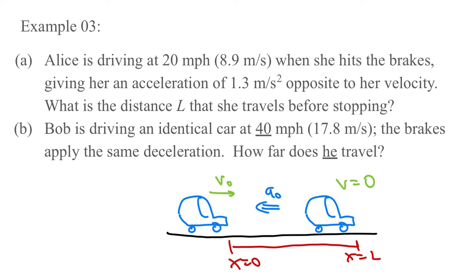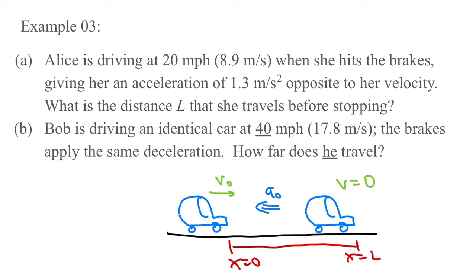Example number 3. A. Alice is driving at 20 miles per hour, which is given as 8.9 meters per second, when she hits the brakes, which give her an acceleration of 1.3 meters per second squared, opposite to her velocity. What is the distance L that she travels before stopping? Part B says Bob is driving an identical car at 40 miles per hour, that is 17.8 meters per second. The brakes apply the same deceleration. How far does he travel?